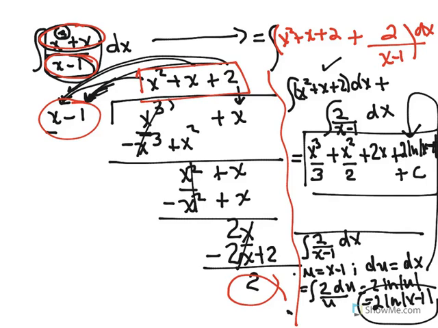Please remember that this example is done by long division because the degree of the numerator is more than the degree of the denominator. That's the reason. The degree of the numerator is more than the degree of the denominator, so I can definitely do long division.